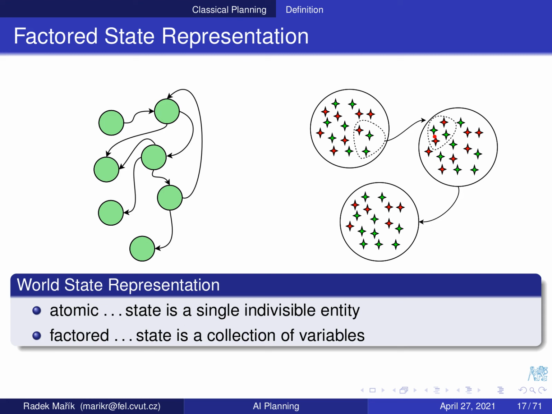And the action is then represented in the following way. First, you check the conditions in that state. So basically, you select a small subset of variables, you check their values, and if they are in the appropriate configuration, then the action can be applied. And the application of the action means that some other variables, for example, like these four, change their values.